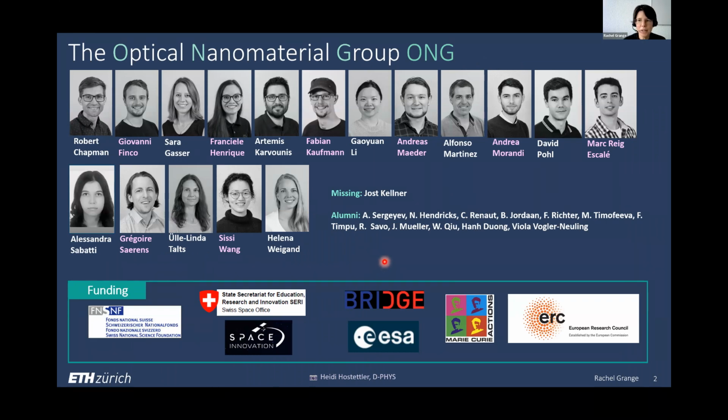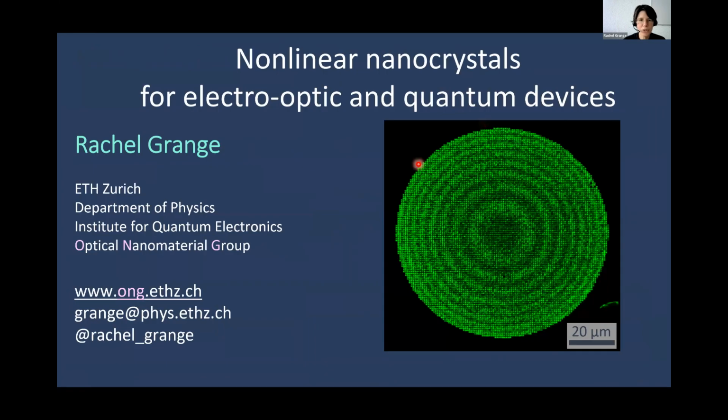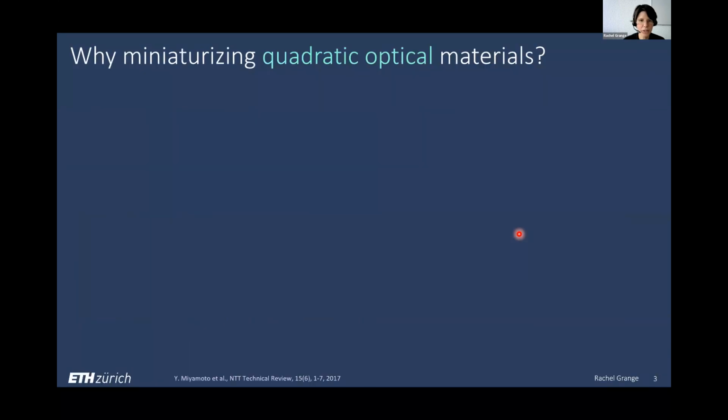What we do is really focus on the integration of quadratic material. On this first slide, what you can see is a metalens made out of barium titanate, and I will show you how we make this kind of lens in the second part of the talk. But first of all, I would like to argue why we want to miniaturize quadratic optical material.